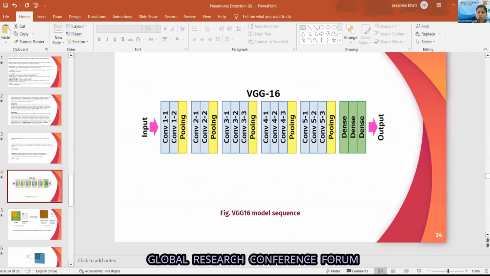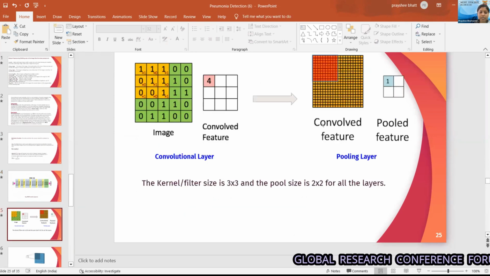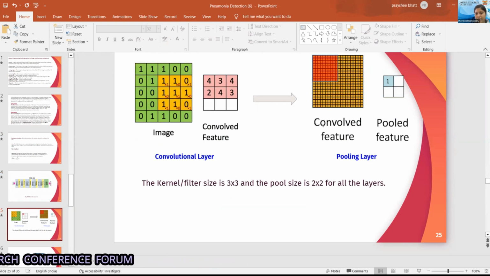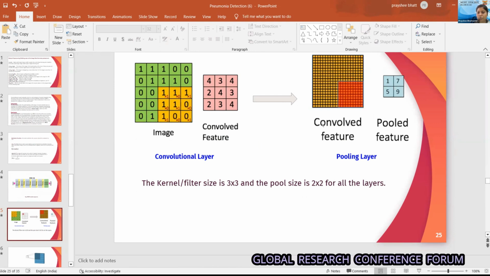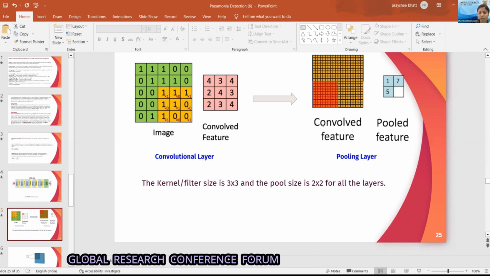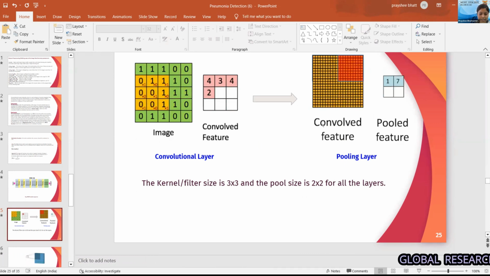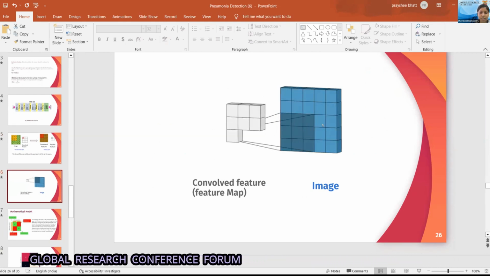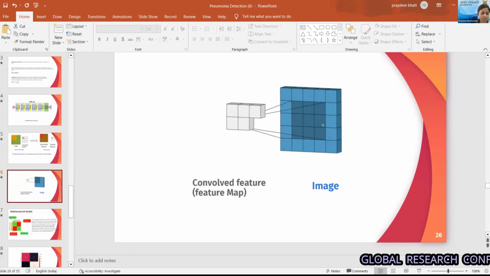Then is the VGG16 model sequence. You can see where the different layers are being utilized for the further process. Here is the convolutional layer and the pooling layer. You can see the working of it, how they are getting switched and how each and every pixel of the image is analyzed. That is the pool feature and the convolve feature. From the convolutional layer, it is transferred to the pooling layer for further analysis. This is basically the internal analysis of the image done before the prediction.